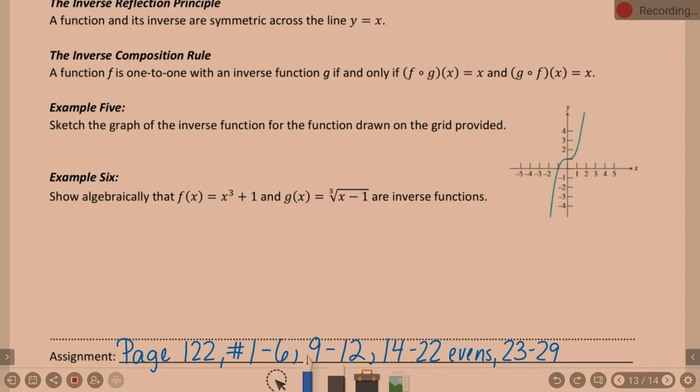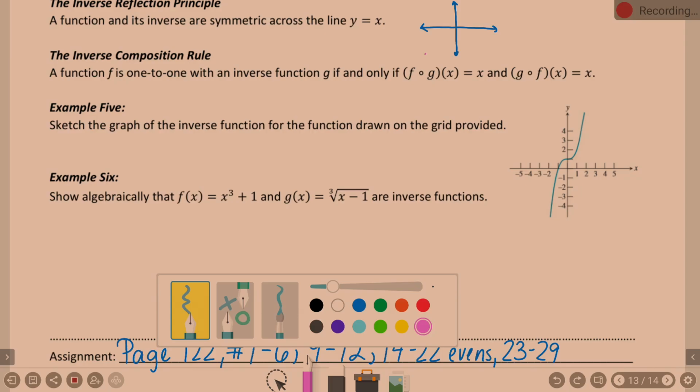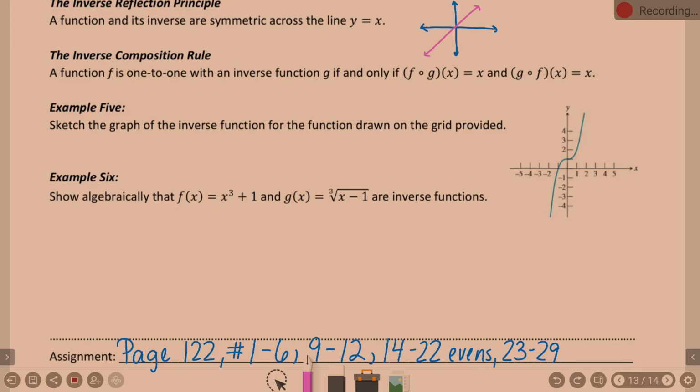What's the line y equals x? The line y equals x is that perfect diagonal line that goes through 0, 0, 1, 1, 2, 2, 3, 3, and so on. So the idea here is a function and its inverse reflect across this line. Not your typical vertical line or horizontal line, but a diagonal line. Now keep in mind, what do a function and its inverse also do? They take their x and their y and they switch.